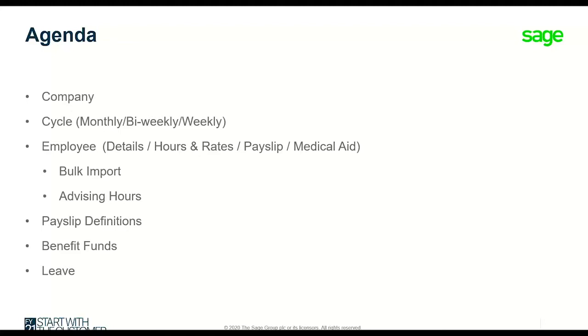Payslip definitions: I'll show you a section where you can customize the payslip definitions. That is what is actually showing on the payslip itself. Benefit funds, that's retirement annuities and pension funds. The leave module is included with Sage Payroll.